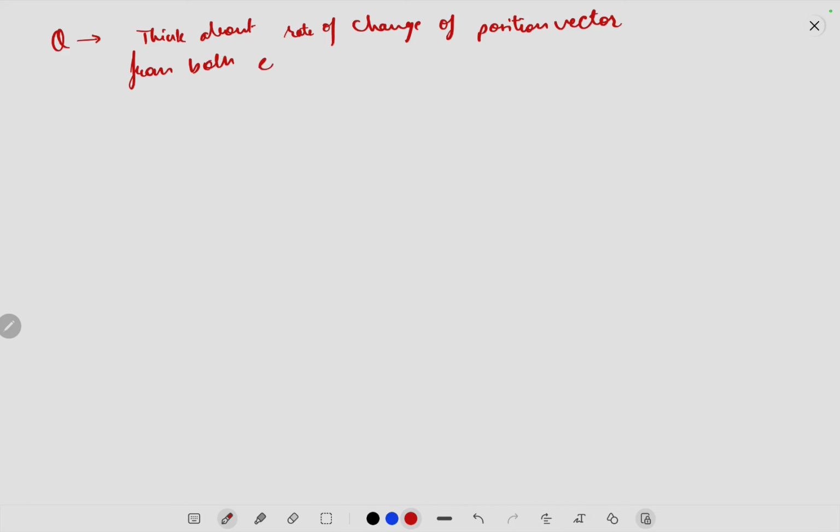All right, now let me just give you a question which was confusing to me when I first saw it. So the question is, think about rate of change of velocity, rate of change of position vector from both Eulerian and Lagrangian approach.